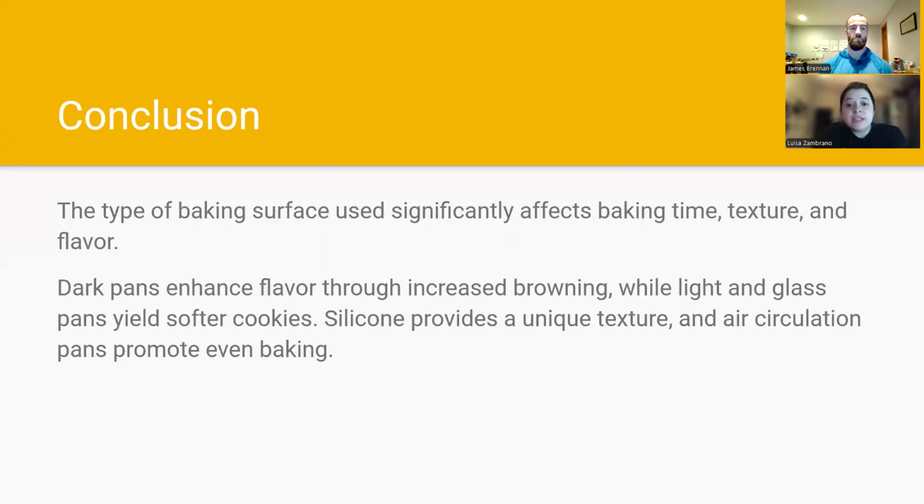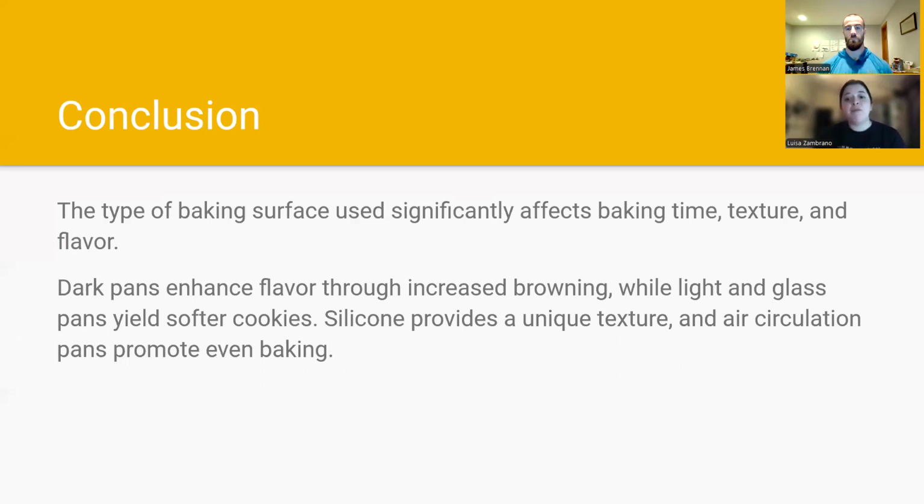And to conclude this presentation, the type of baking surface that is used actually affects the baking time, the texture, and the flavor. As we saw, dark pans tend to enhance the flavor through increased browning and more caramelization, while light pans and glass pans tend to yield softer cookies. Silicone does provide a unique texture, and air circulation pans tend to promote even baking.